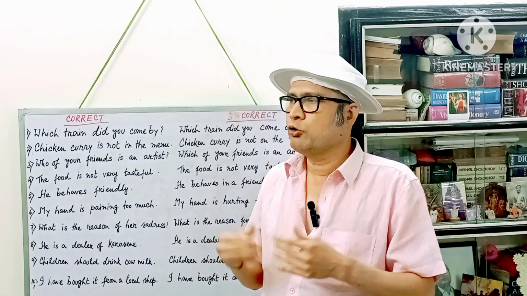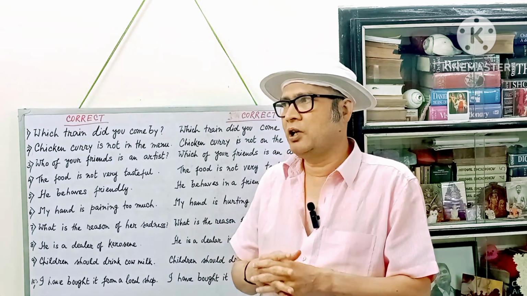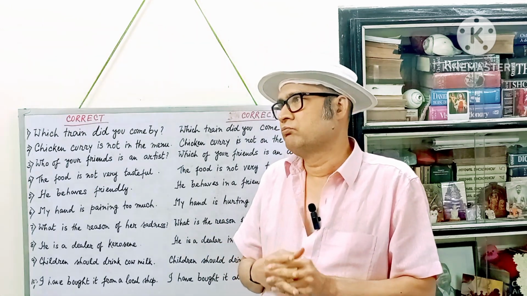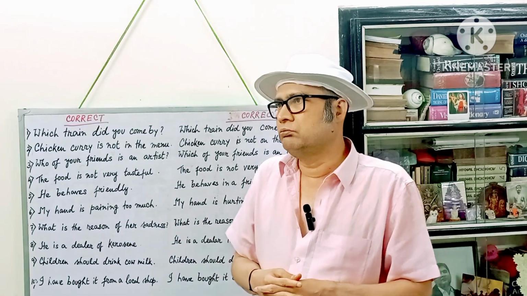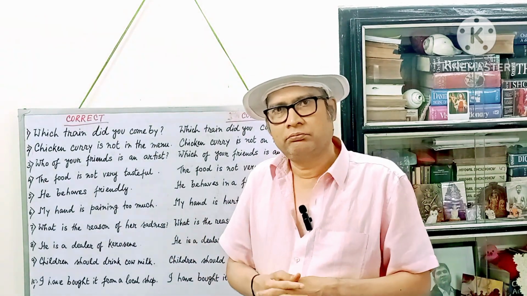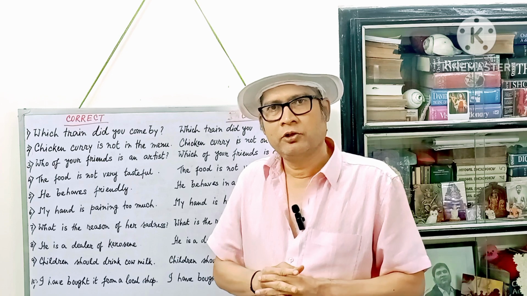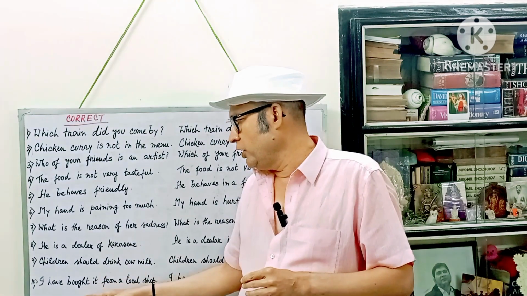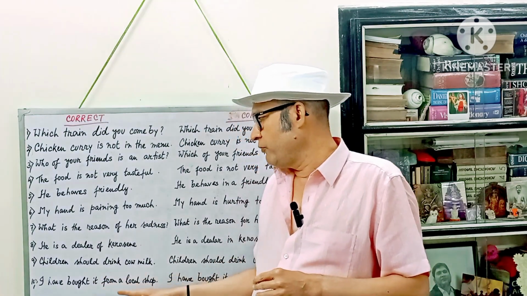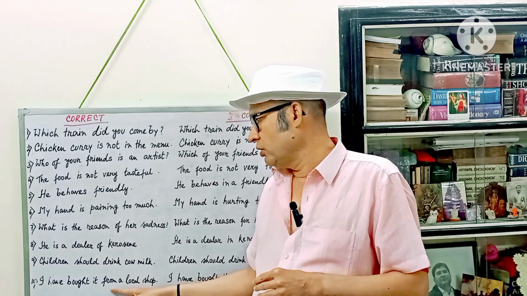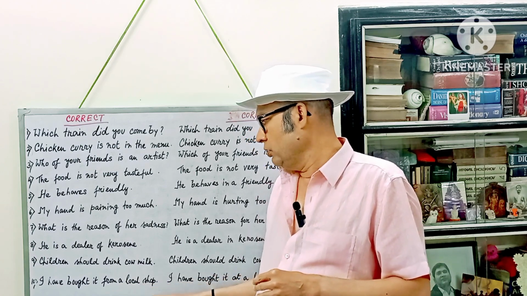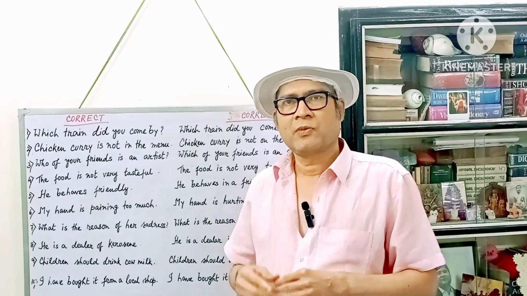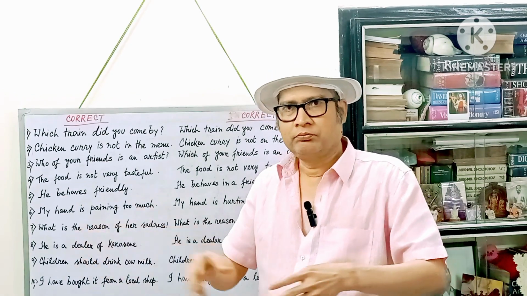Or I'm going to Kolkata, what for? I shall buy some clothes at, say, Big Bazaar. Alright? So, buy, B-U-Y, must be followed by the preposition at before a shop. I buy something at a shop.